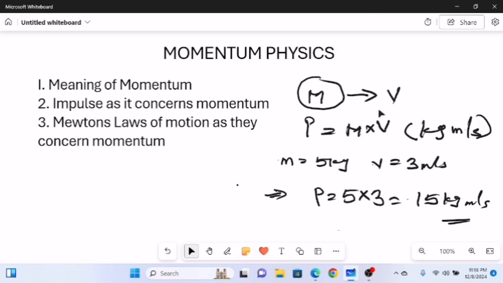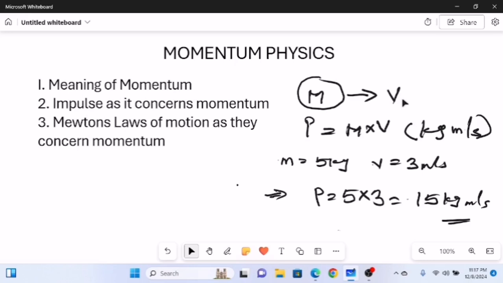So in simple terms, momentum can be defined as a product of mass and velocity. It's important for you to know that since an object must have a velocity, that object must have a specific direction in which it is moving. So that simply means that momentum is a vector quantity, because the object will always move in the direction of the velocity. Since there is velocity, momentum is a vector quantity.